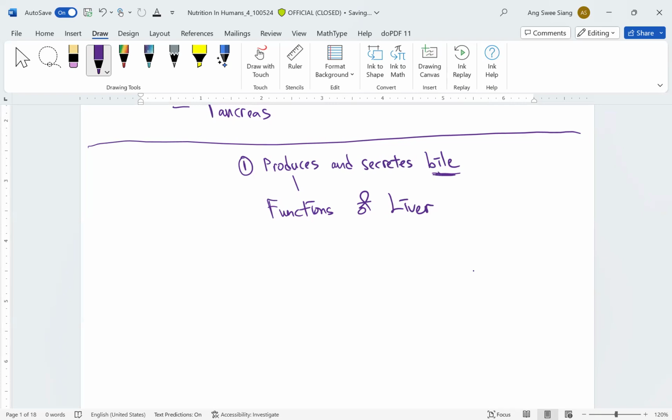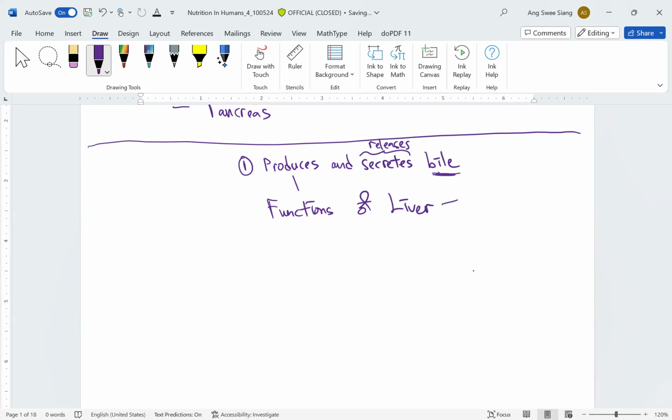Now, produces and secretes, there's a difference in the meaning. Produces, I think you all know, means to synthesize, produce something. Secretes has this meaning of releases. So the first function of the liver is it will produce and secrete bile.